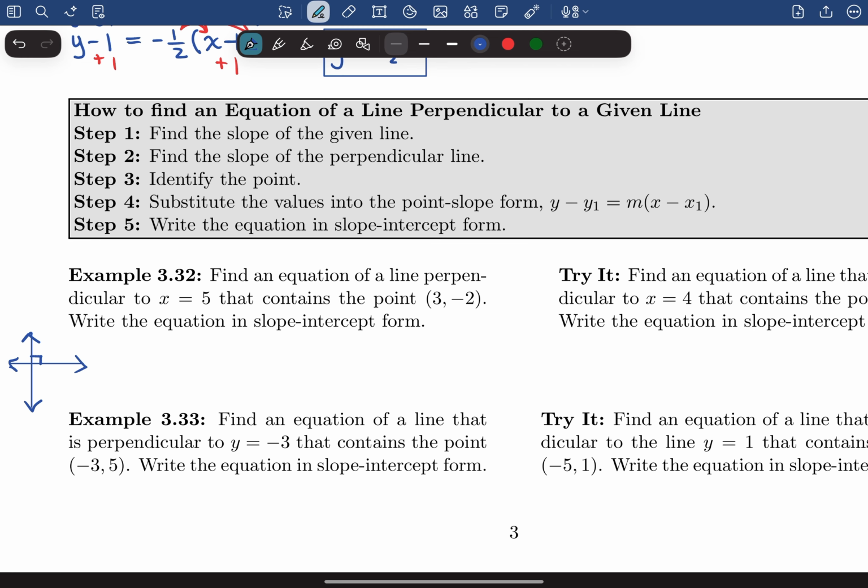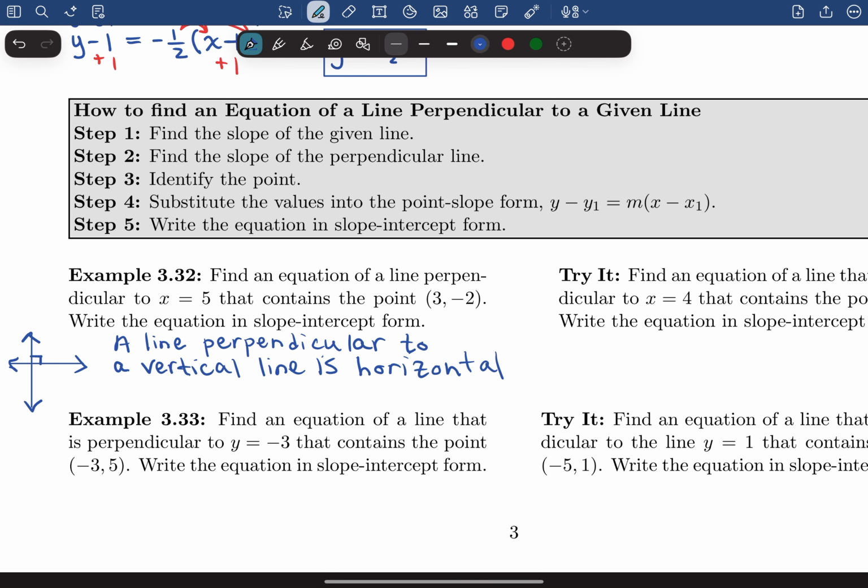So the answer to this question, right, I'll write this out. So a line perpendicular to a vertical line is horizontal. That's important to know, okay?